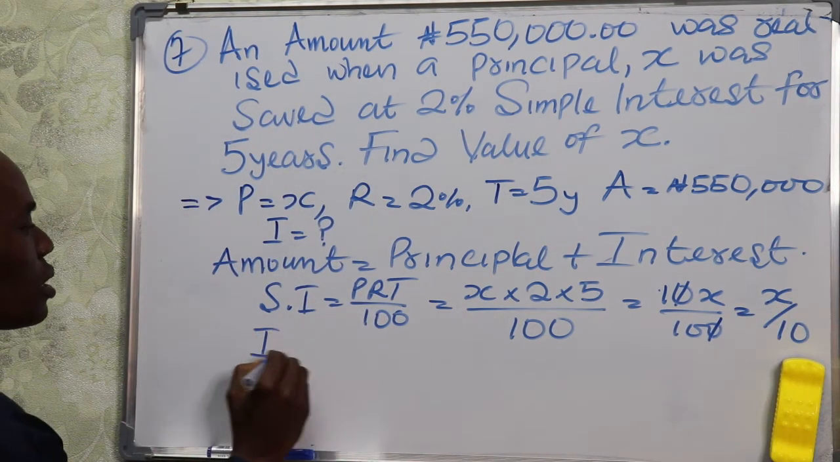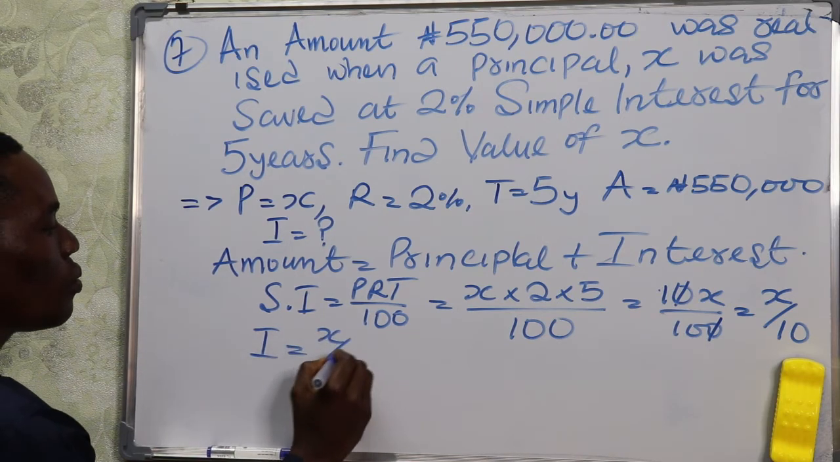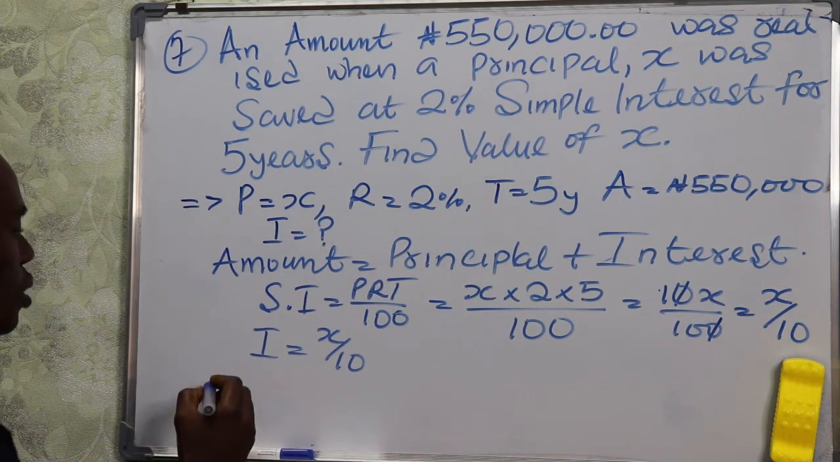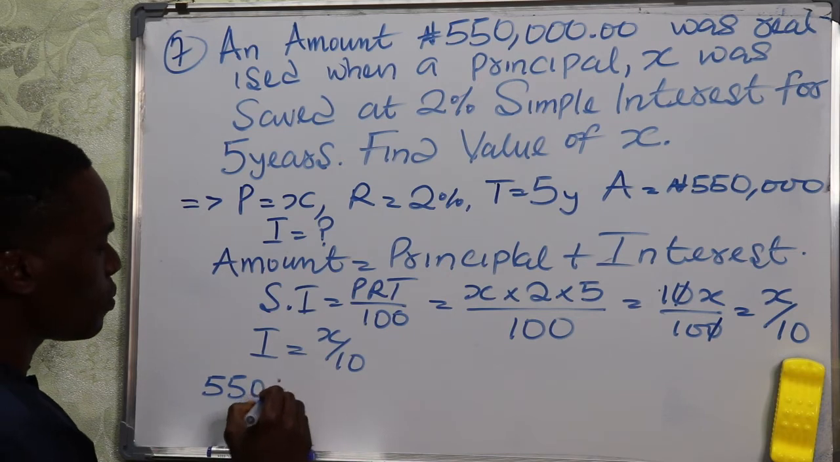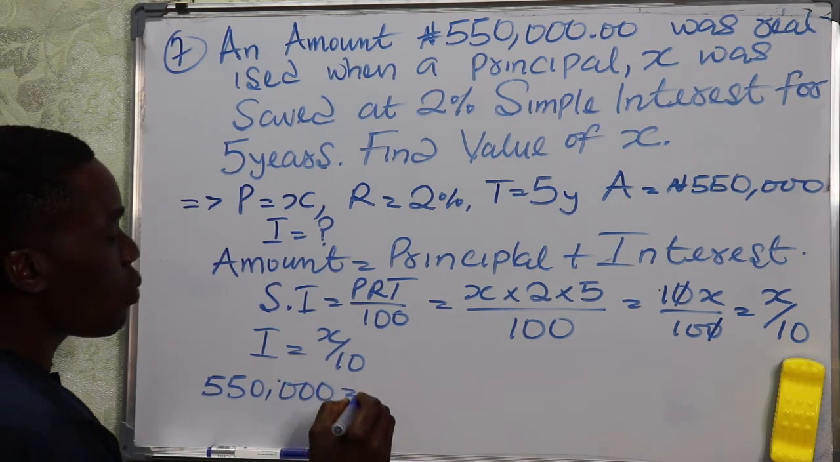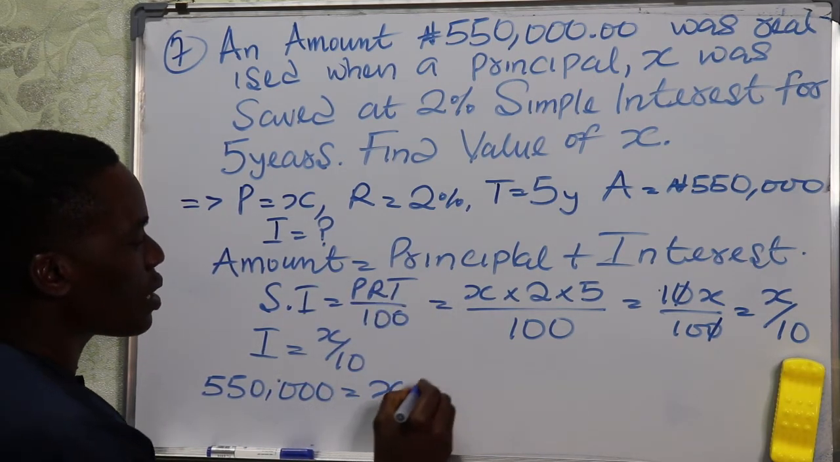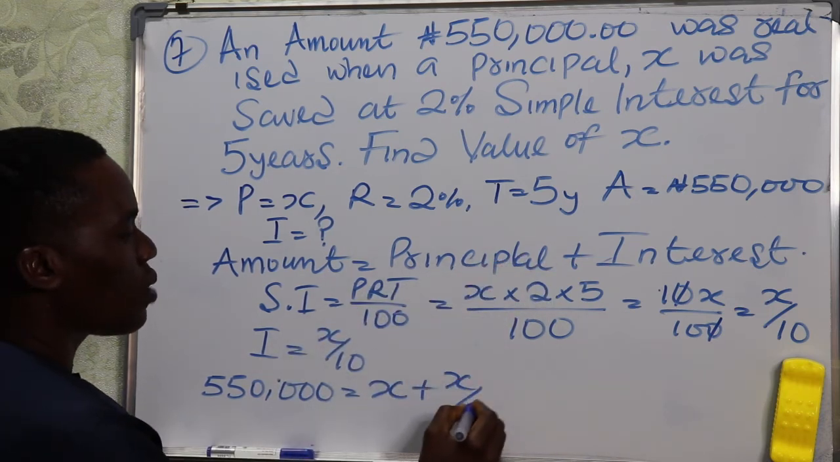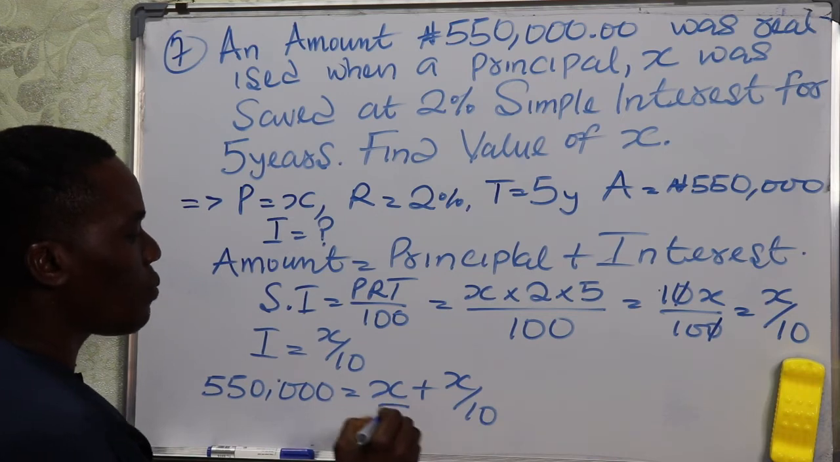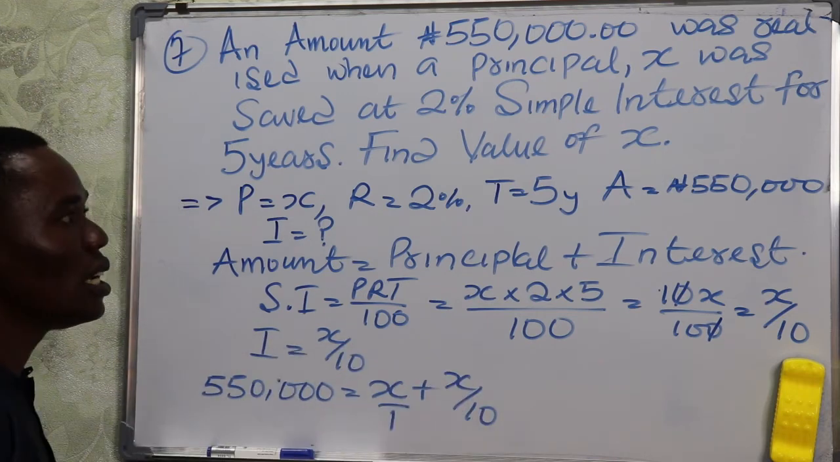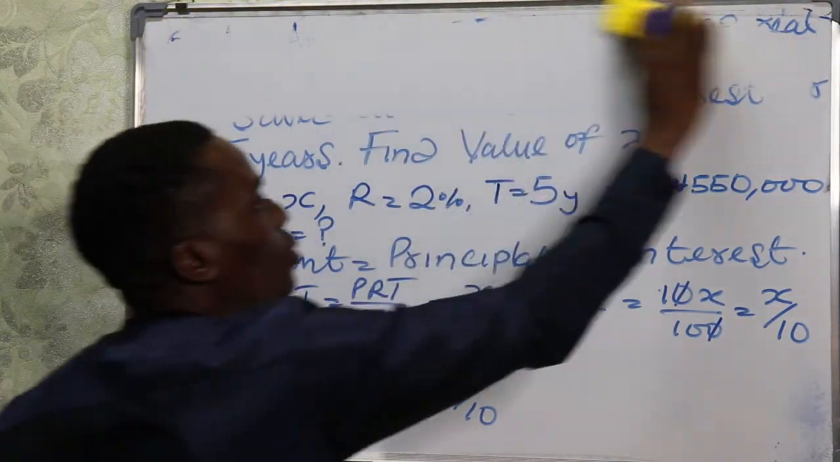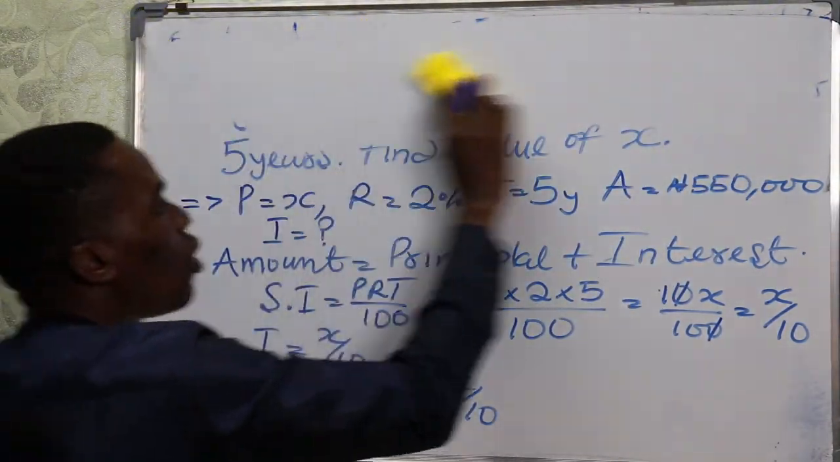So our interest is equal to X over 10. Now remember this equation. Our amount is 550,000, which is equal to the principal X plus the interest, X over 10. So we're going to simplify this. Once we simplify this, we'll be able to get our answer. Remember, they say we should find the value of X.